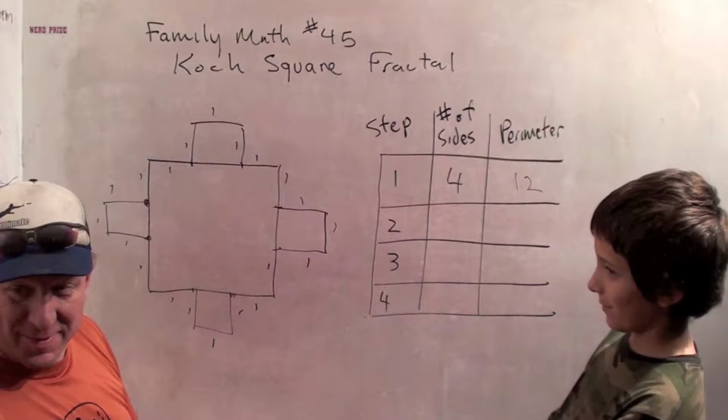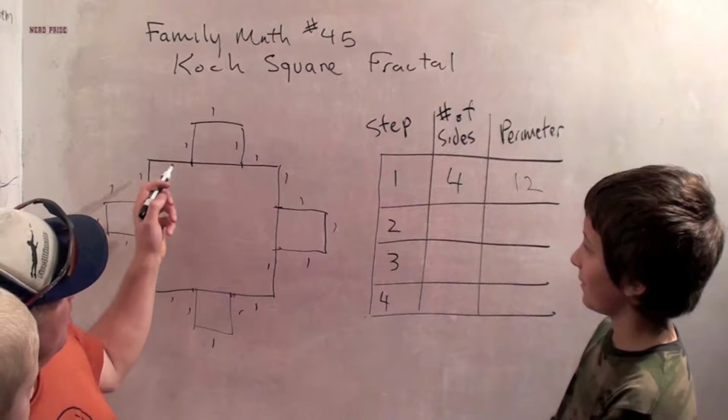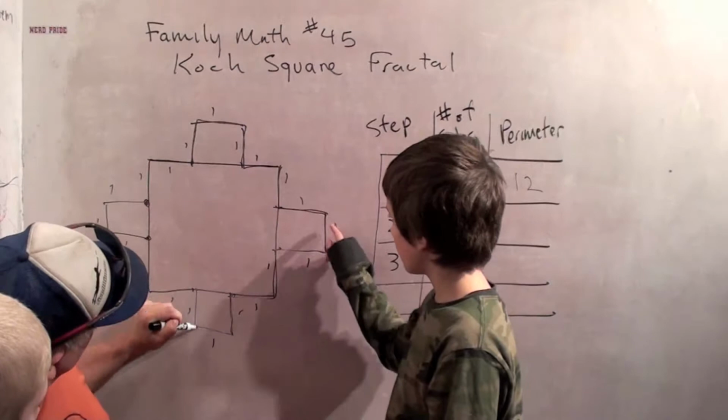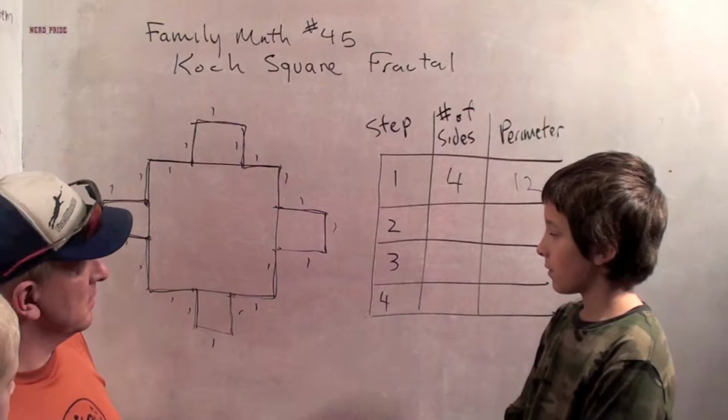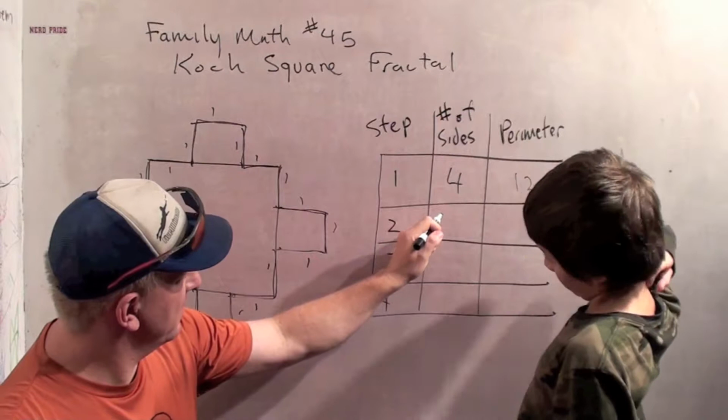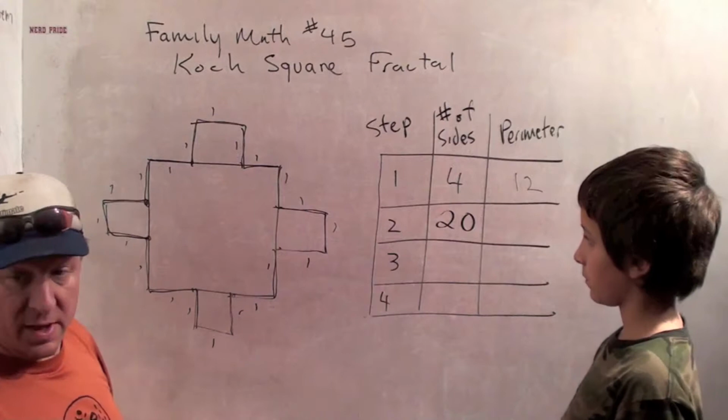Alright, so first of all, when I go all the way around the outside here, how many sides does this new funny-looking shape have? It has 20 sides. Okay, how did you figure that out? Well, there's 5 sides on one big side, and there's 4 of the big sides. Okay, so there's 20 sides, and how long is each side? One long.